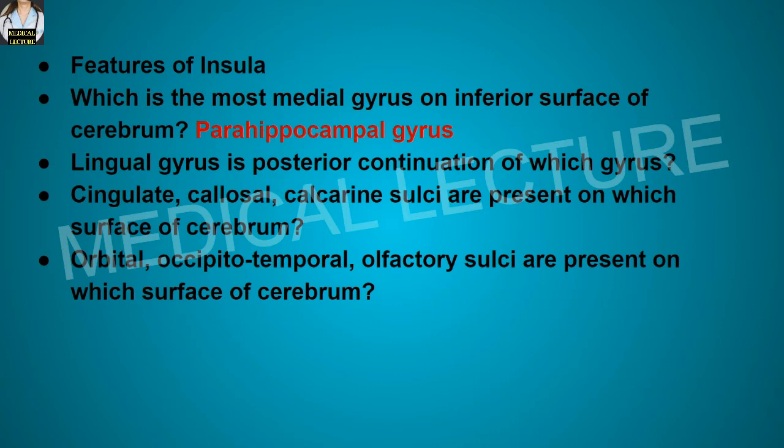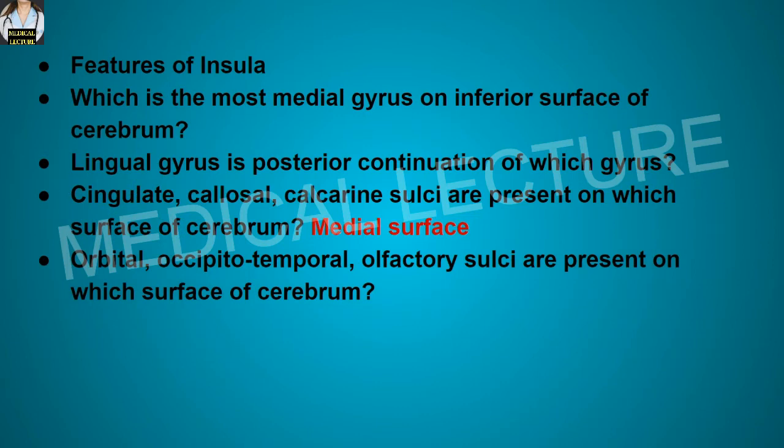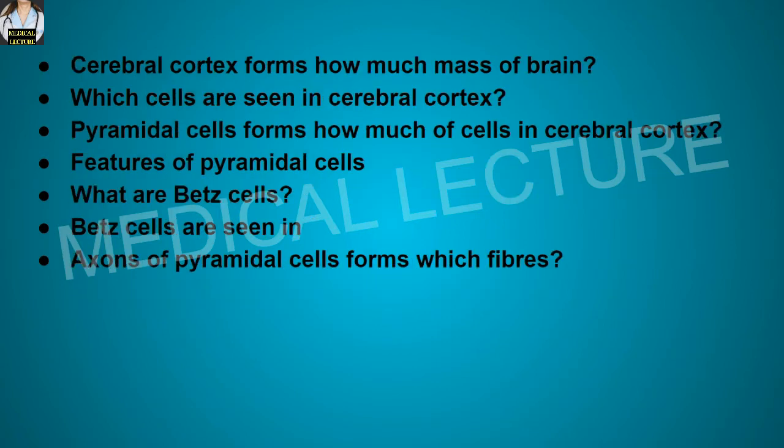Lingual gyrus is posterior continuation of which gyrus? Of the parahippocampal gyrus. Cingulate, callosal, calcarine sulci. These sulci are present on which surface of the cerebrum? On the medial surface of the cerebrum. Orbital, occipitotemporal, and the olfactory sulci are present on which surface of the cerebrum? On the inferior surface of the cerebrum.